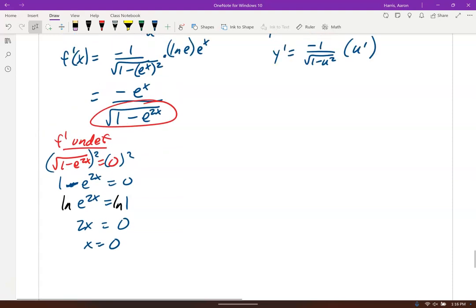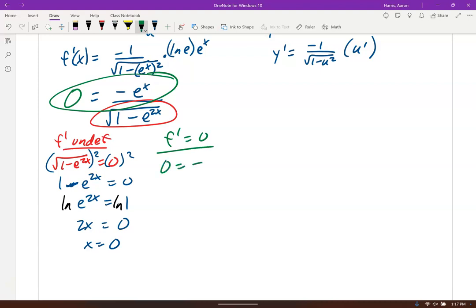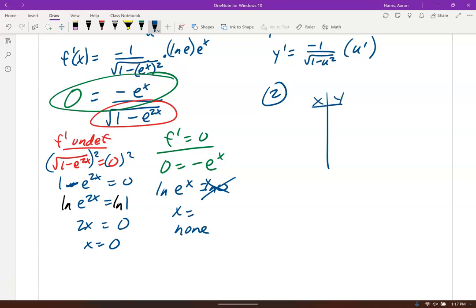Now where is the derivative equal to 0? Where's f prime equals 0? If the numerator equals 0. Let me divide both sides by negative 1. So I have e to the x equals 0. Let me take the natural log. Natural log of 0 does not exist. So there's nothing from the derivative being 0. So we can only examine around 0, right?